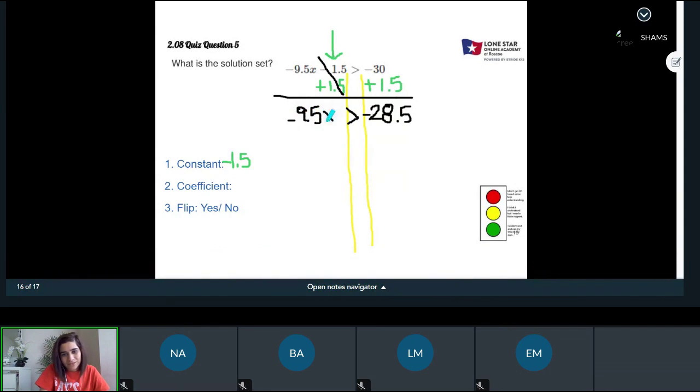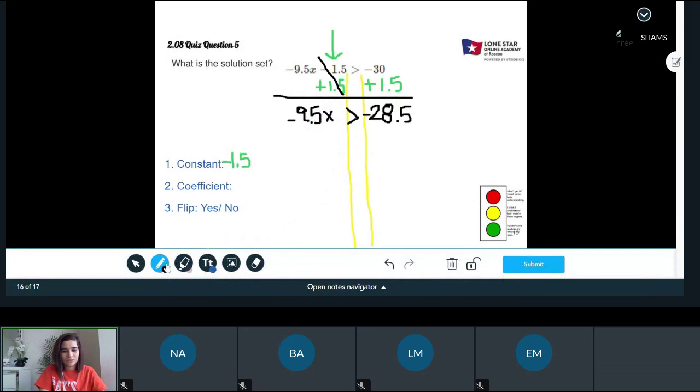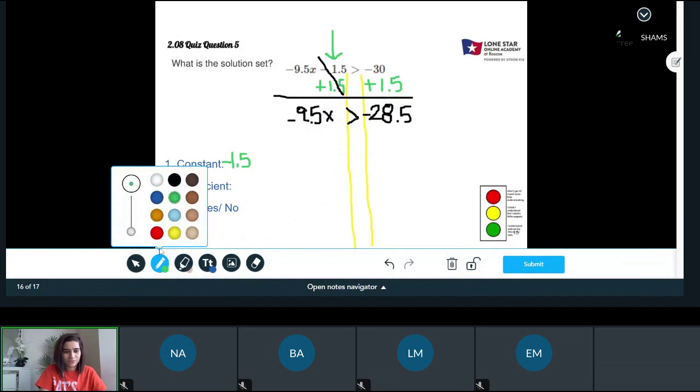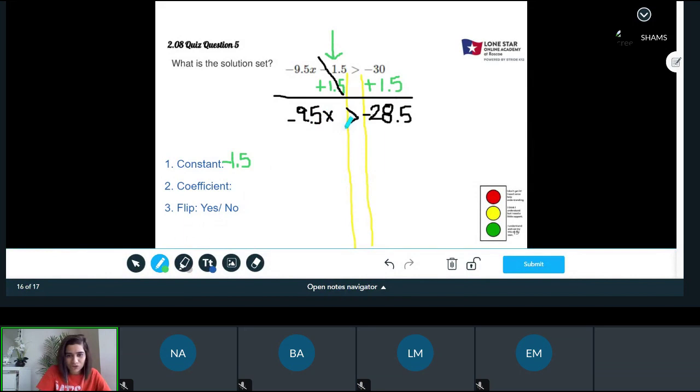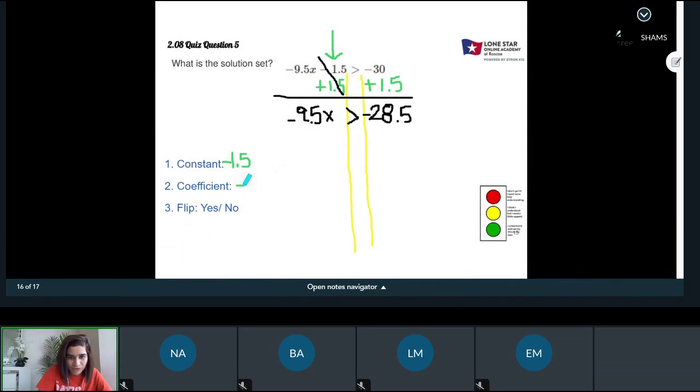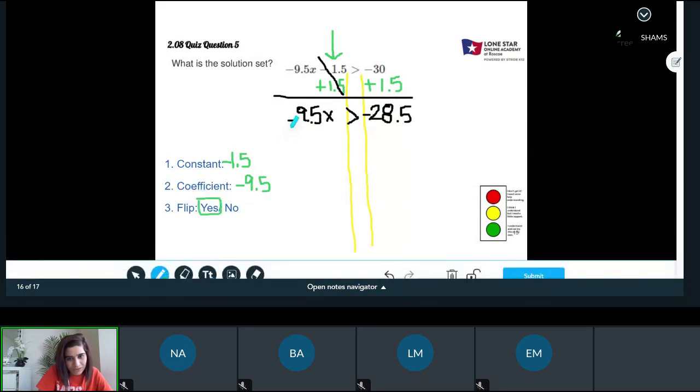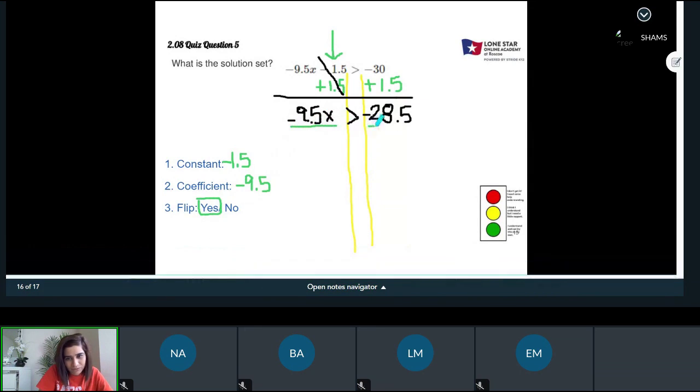I want x by itself. I will divide both sides by negative 9.5. Also note here, the coefficient is negative 9.5. The coefficient is negative 9.5, and that means you will flip the inequality symbol. I divide both sides by negative 9.5.